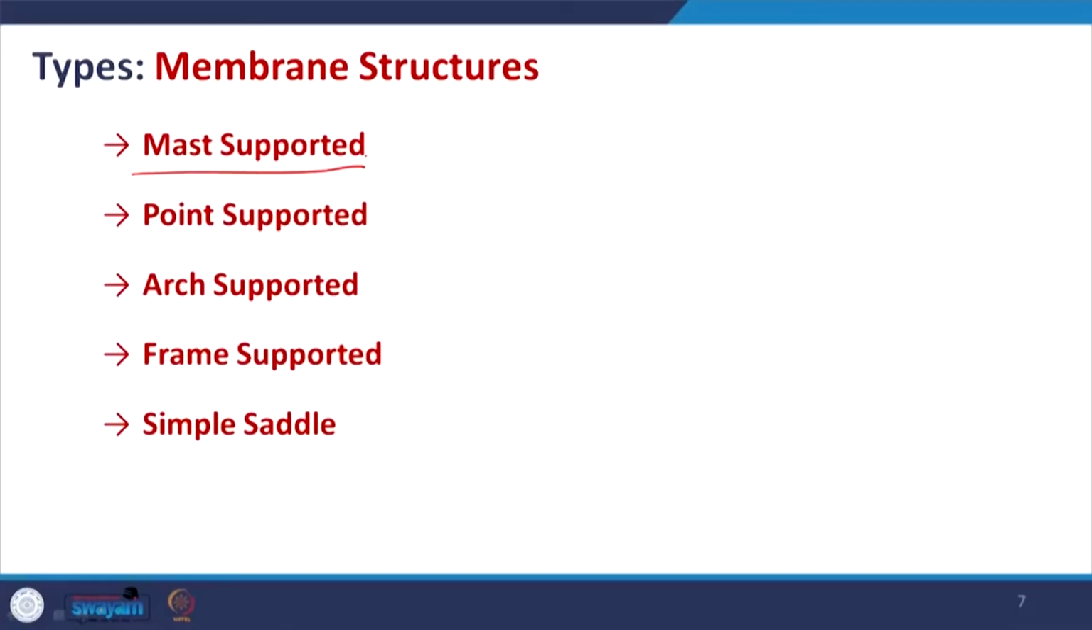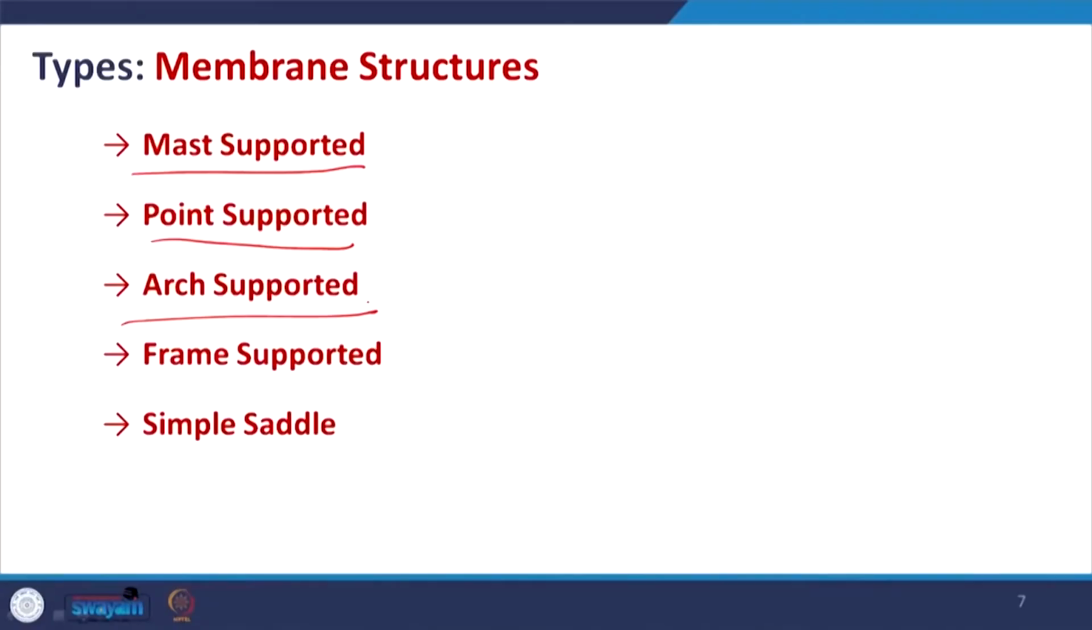Depending on the support, we can categorize this fabric tensile structure or the membrane structure into 5 categories. So, one is your mast supported. I have tried to draw something to explain it, like the circus tent. The second one is the point supported structure, where there is not a single mast, but tension cables. So, we can create different points and support the structure, not with the mast.